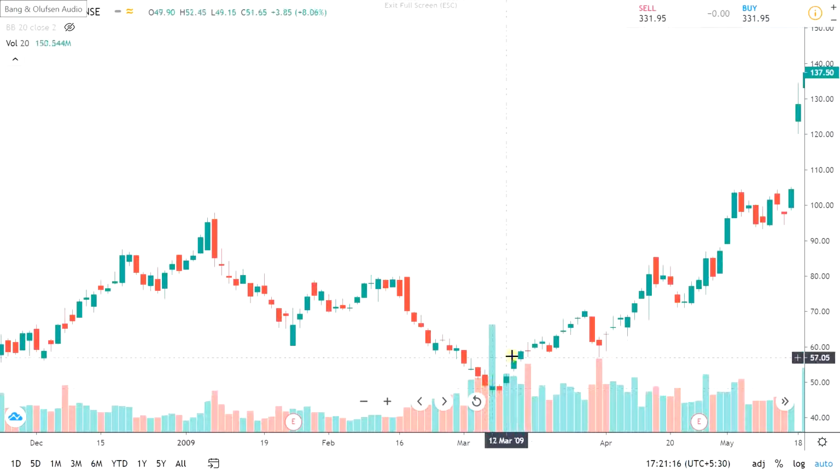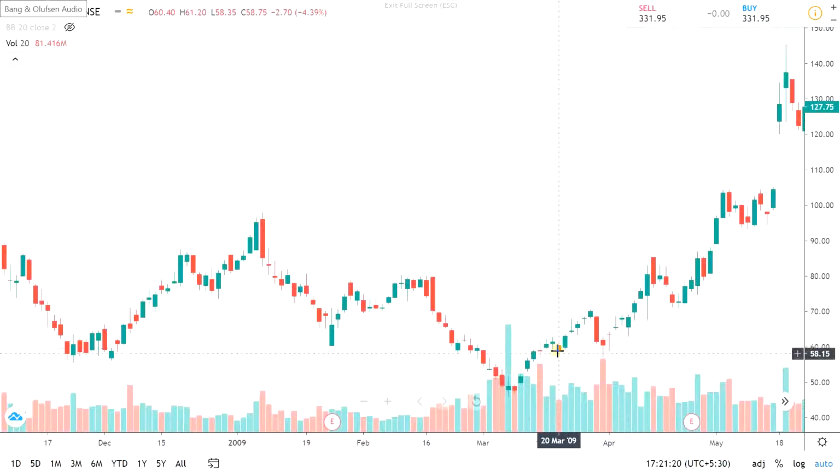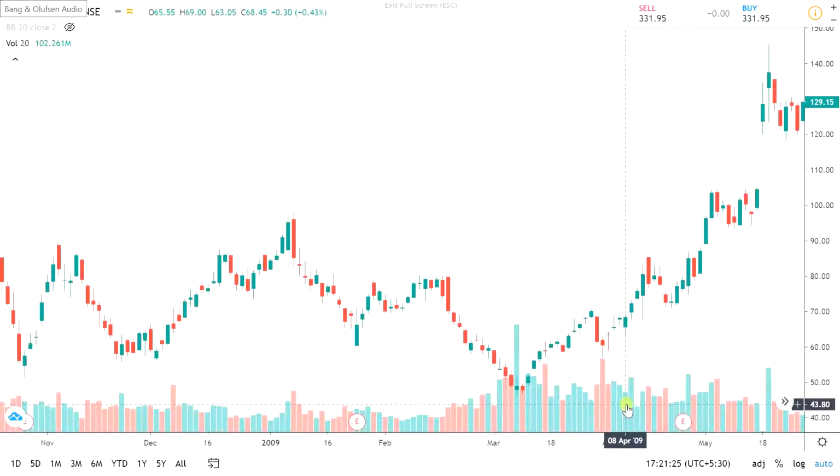Now see, slowly it has started to take a reverse, and many green candles are formed and many green volumes are formed. Okay, what is a green candle and what is a red candle? For a short note, I will tell. Green means bullish. Bullish means it's a good sign.